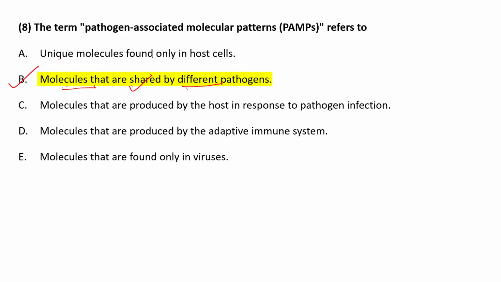So the option saying these are unique molecules found only on the host cells, no, they will not be present on the host. They will be found only on the pathogens. The option saying these are molecules produced by the host in response to the pathogen infection, no, these are the patterns present on pathogens recognized by host cells. Molecules produced by the adaptive immune system, no, these are not produced by it. Molecules that are only found in viruses, no, they can be found in all types of pathogens.